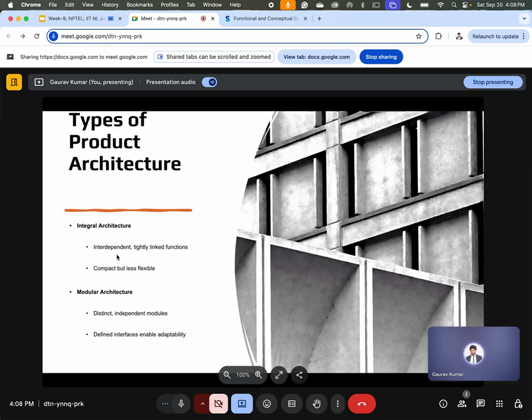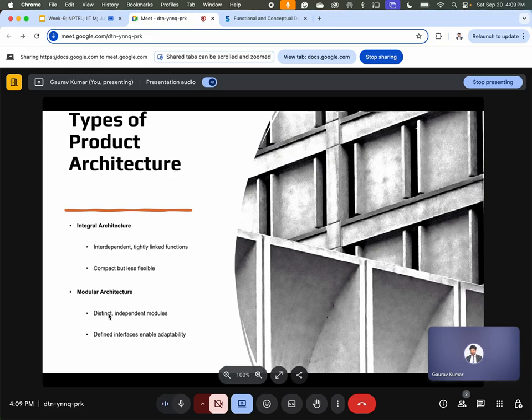And modular architecture, on the other hand, divides the product into distinct independent modules with well-defined interfaces. So these modules can be replaced, upgraded, or customized easily, making the design highly adaptable to market and technological changes.